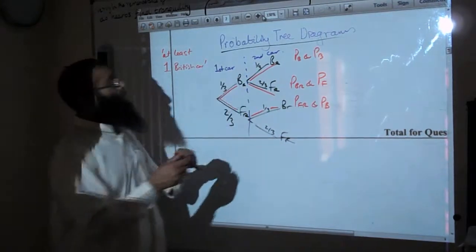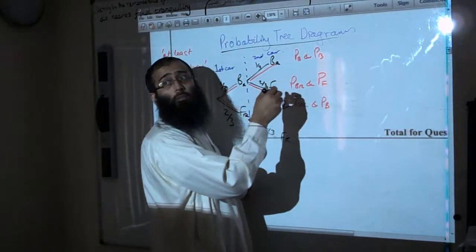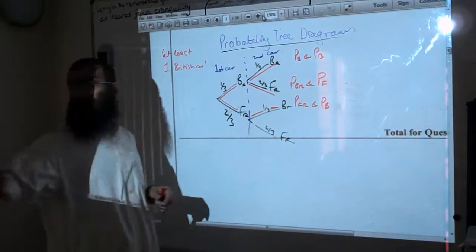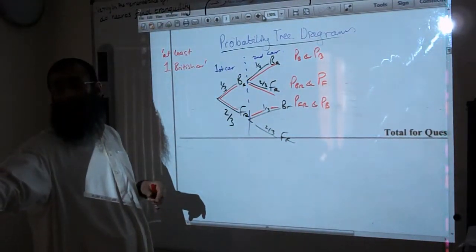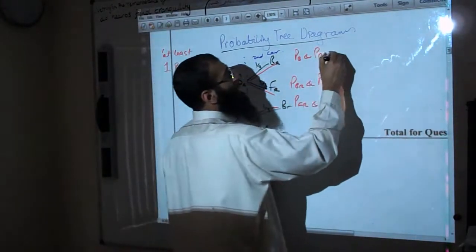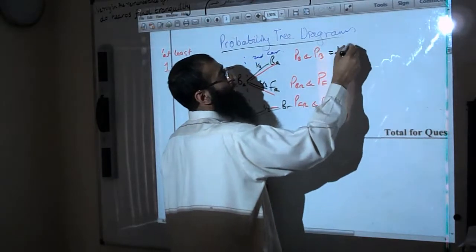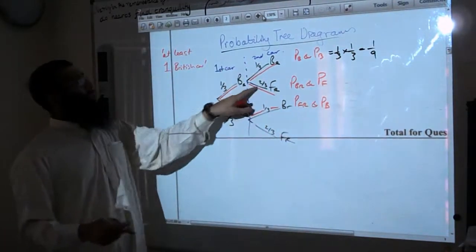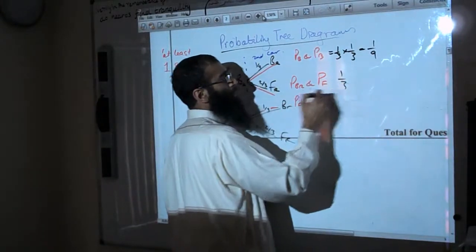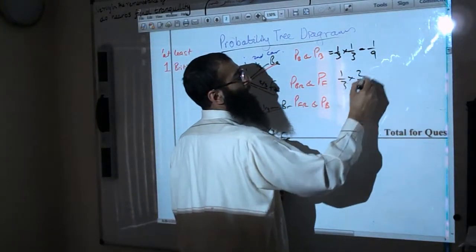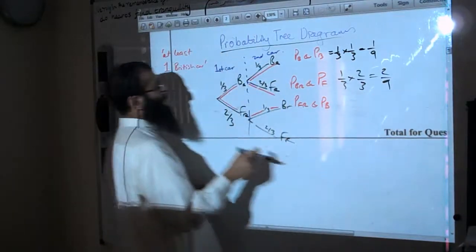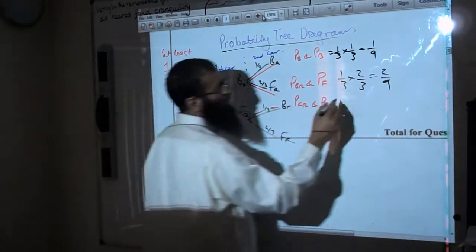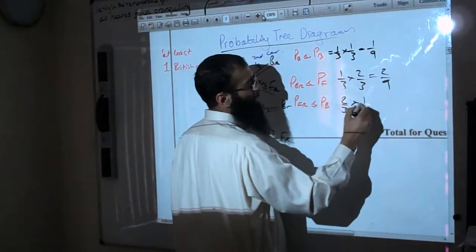So 1/3 times by 1/3 is 1/9. The next one is going to be 1/3 times by 2/3, which is 2/9. And the next one is going to be 2/3 times by 1/3, which is 2/9.